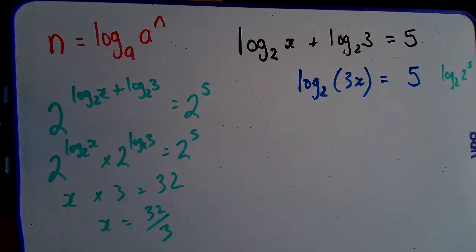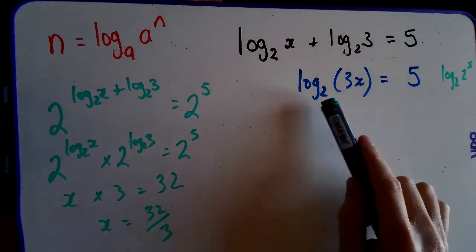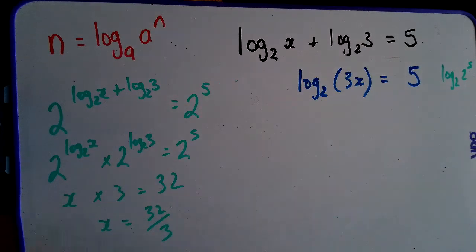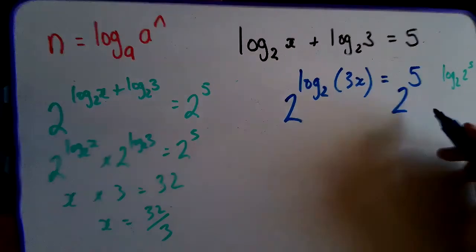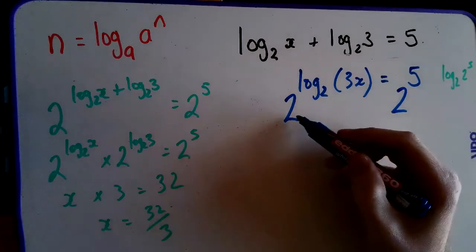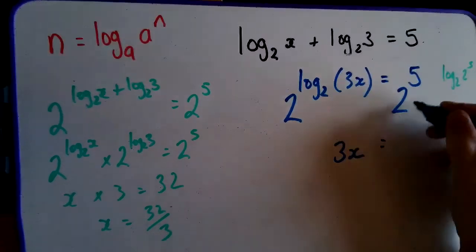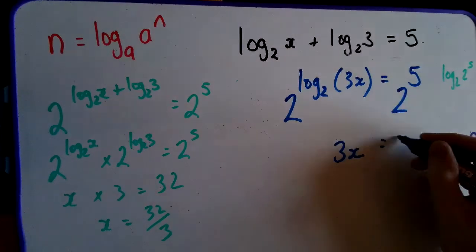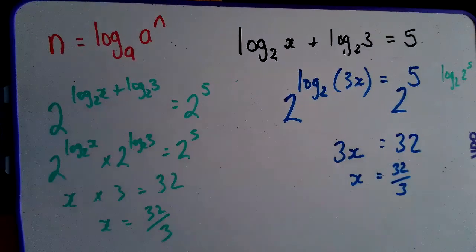Or another way, this is what mathematicians normally would do, is the inverse of log 2 is 2 to the power. So I can do 2 to the power of this side equals 2 to the power of this side, and that's where the 2 to the 5 comes from. Here the 2 and log 2 cancel, on this side I just get 3x. Here nothing cancels, but this gives me 32 divided by 3, so 32 over 3.